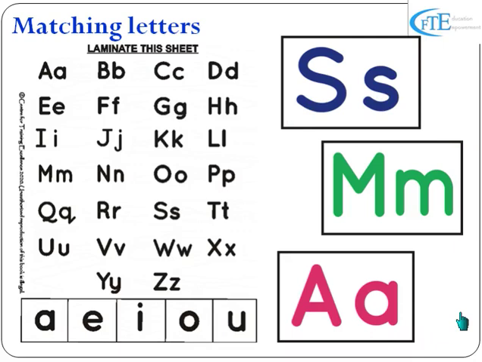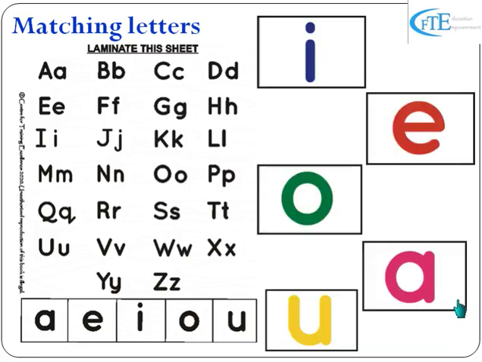Within 3 or 4 months, your child will be able to identify all the letters of the alphabet, name the letter, and also say the sound. Do the same with the vowels. Prepare individual flashcards and then get your child to match the vowels. I, E, O, A.